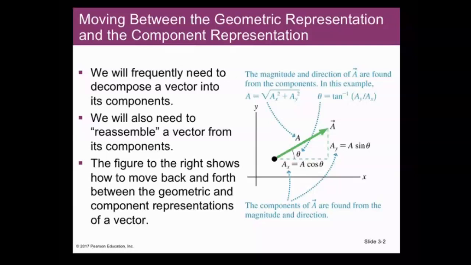As stated in the top of the figure, the magnitude and direction of the vector A are found from the components. In this example, the magnitude of the vector is equal to the square root of the sum of the squares of its two components. And the angle is given by the arctangent of the ratio of the opposite side over the adjacent side. We see that the components of the vector A are found from the magnitude and the direction.